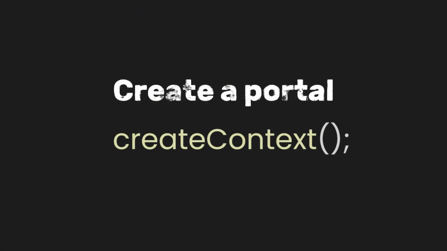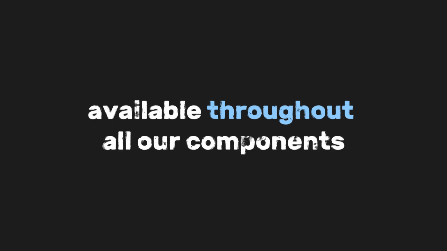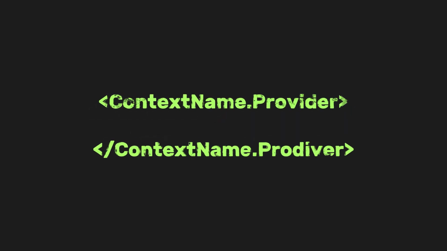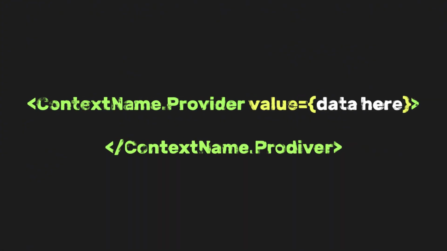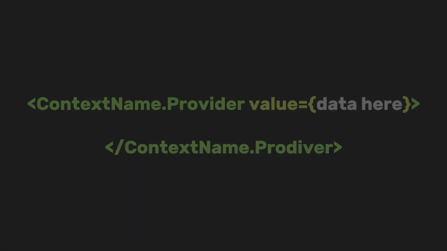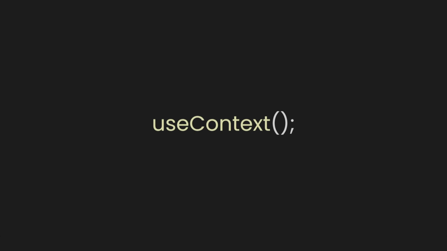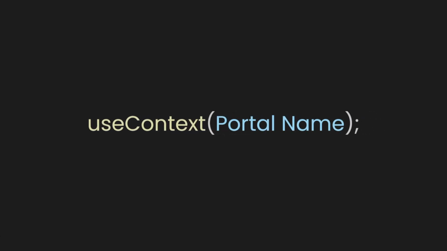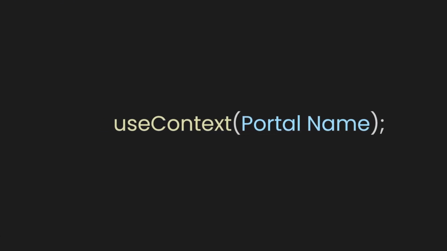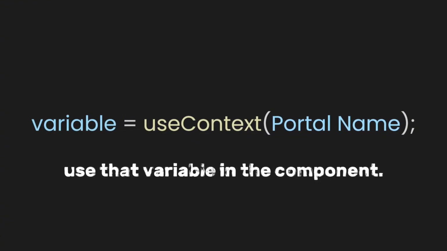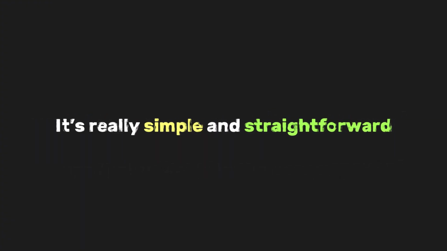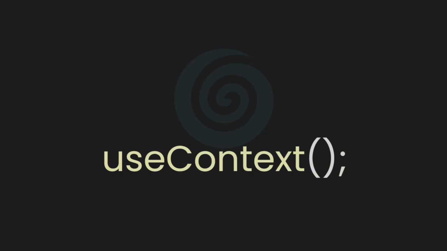So, to create a portal, we use the createContext function. And to make that portal available throughout all our components, we wrap the components with the provider component. We then place the data inside the provider. Then to open the portal, we use the useContext hook. We pass the name of the portal we want to use to useContext, store the result in a variable, and then use that variable in the component. It's really simple and straightforward once we think of useContext as a portal, right?